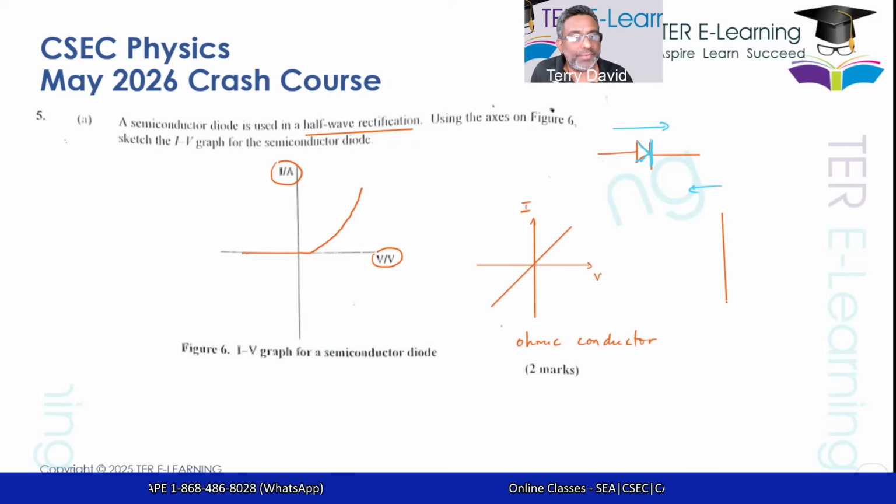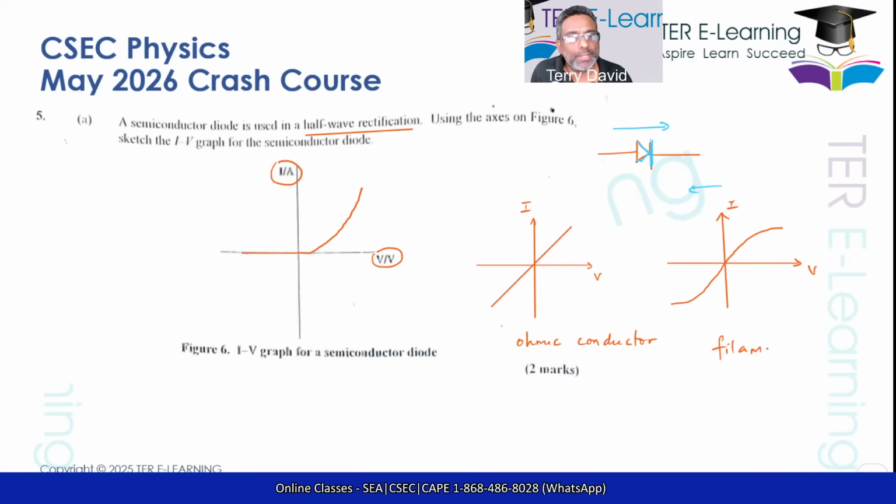There's a second graph here, and this one is for a filament lamp. If I were to plot I against V, then the graph looks like this. It's non-linear, right? It does this. So CSEC can ask you to draw this graph here. This is for a filament lamp.